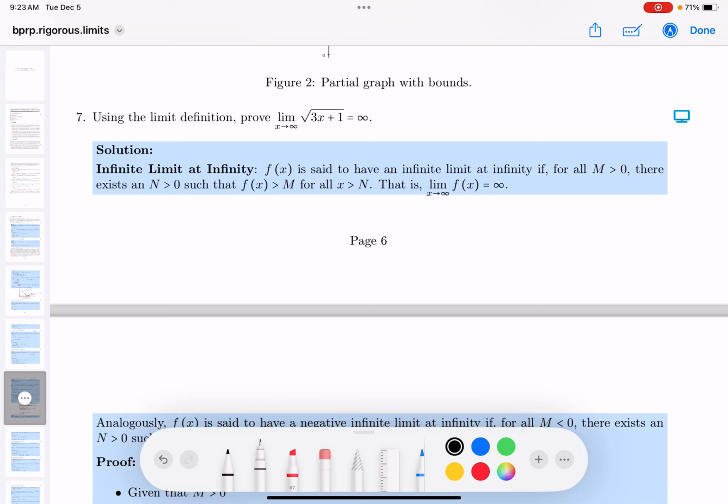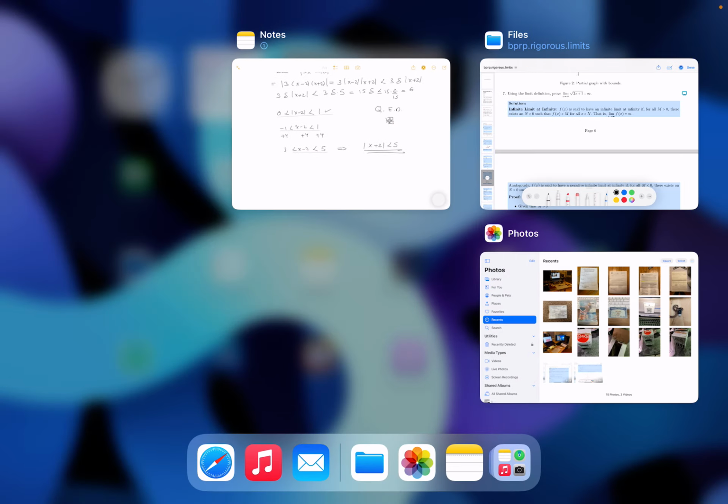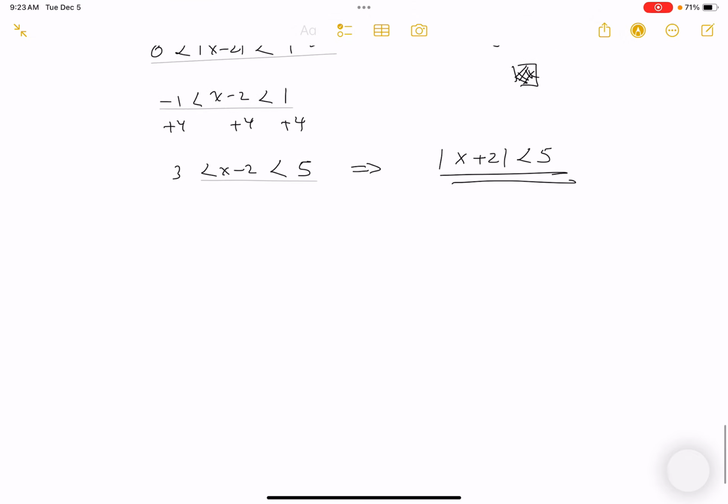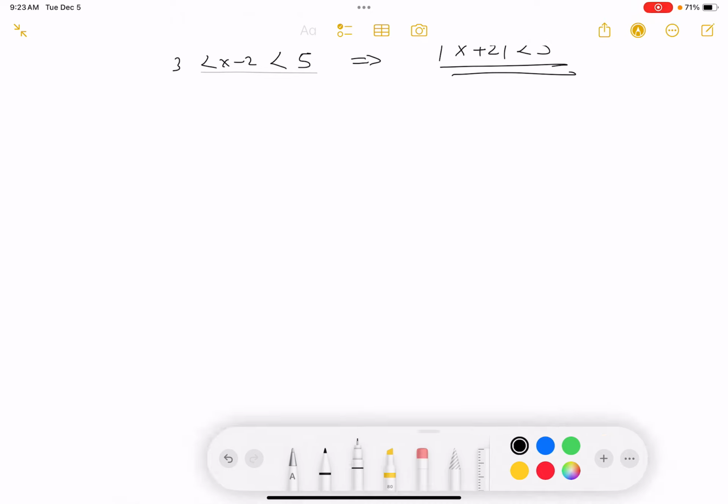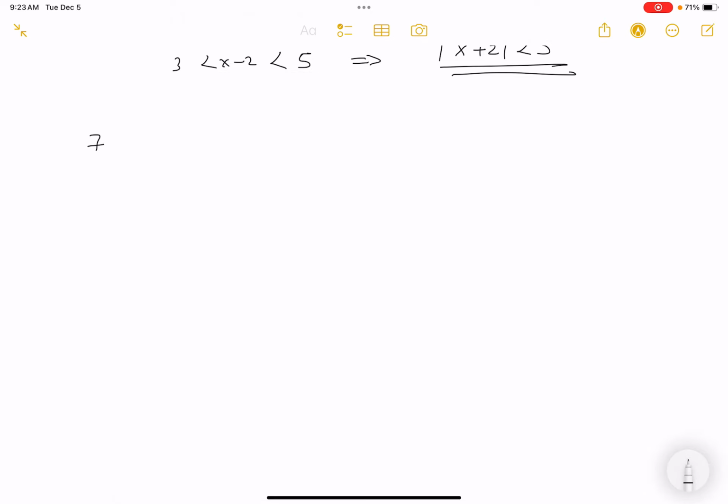Okay, for number 7, again, use the limit definition to prove this. As x goes towards infinity, the root of 3x plus 1 goes towards infinity, all right? So what I'm going to do is go to the whiteboard again and write it down, number 7. Put this over here, number 7. Let me make sure I have the right pen out. Yep, so let's get rid of that, 7.